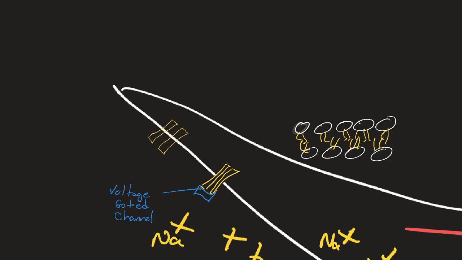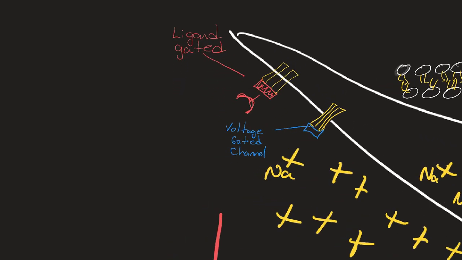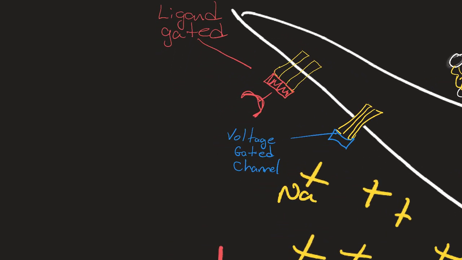So this channel is not voltage gated. This is gated by what we had discussed yesterday, a ligand-gated channel. Do you remember us talking about that? Ligand-gated channel. Ligand, hormone, neurotransmitter. If you don't remember it because you didn't do the homework, please watch the video. It's been posted for a day now.